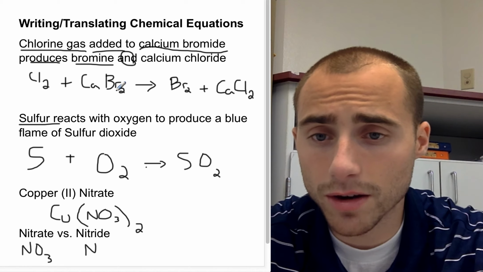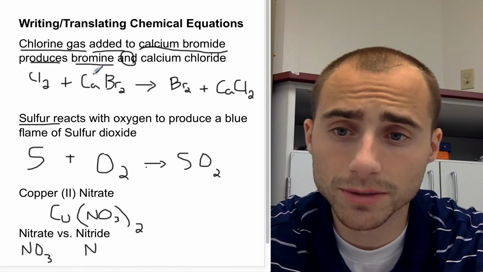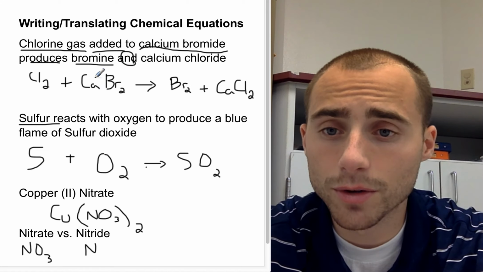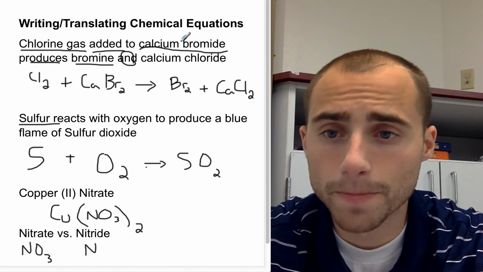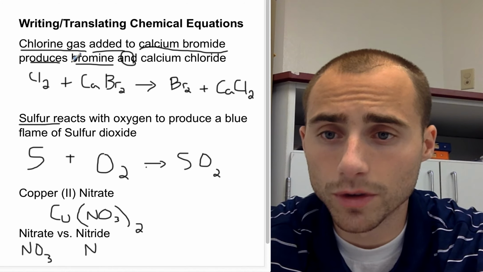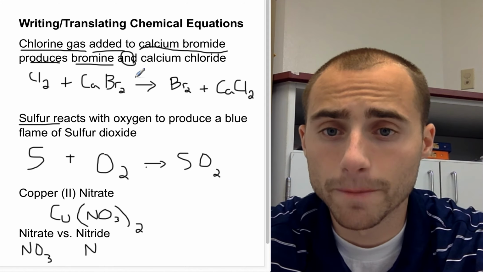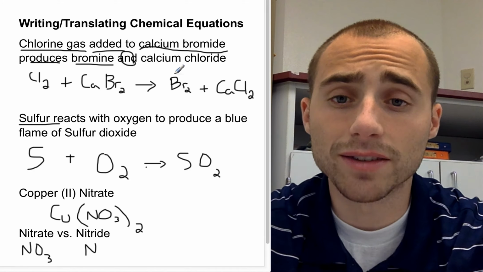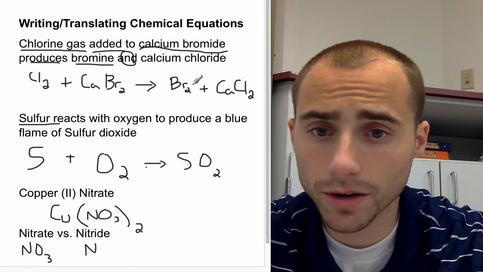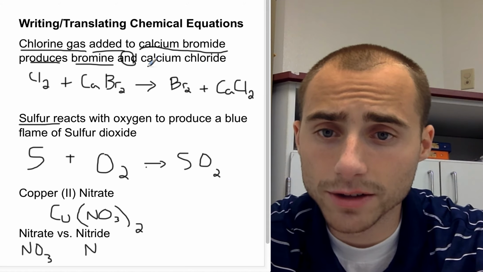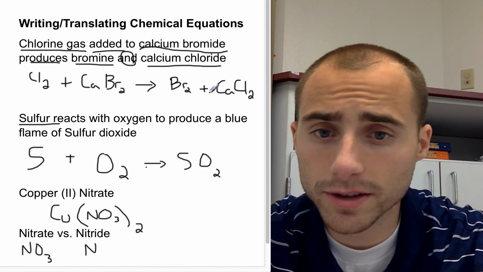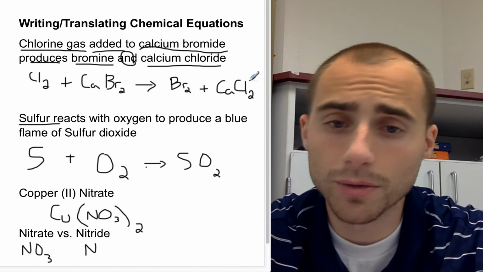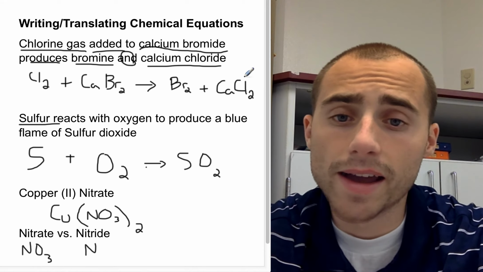So I have CaBr2 because I had to crisscross because calcium's charge is +2. Bromine's charge is -1. Crisscross, end up with CaBr2. Produces aligns with my arrow right here. Bromine is Br2. It's another one of those 7 elements that has to have the 2 on there. So Br2 plus calcium chloride right here, CaCl2 again, because calcium's charge is 2 plus, chlorine's charge is 1 minus. I crisscrossed, end up with CaCl2.